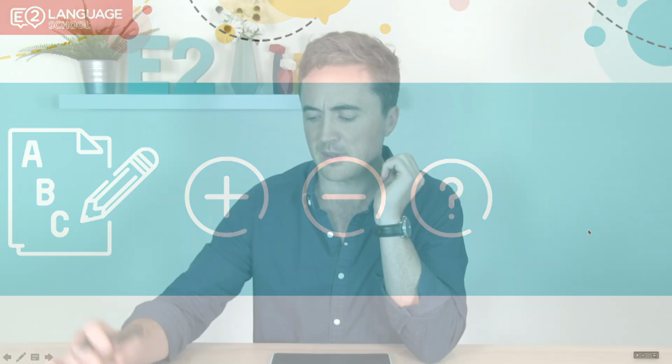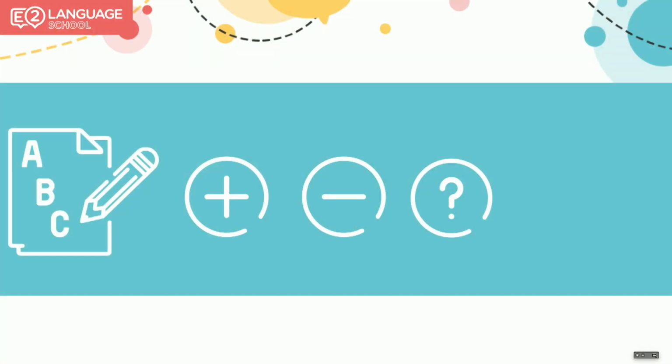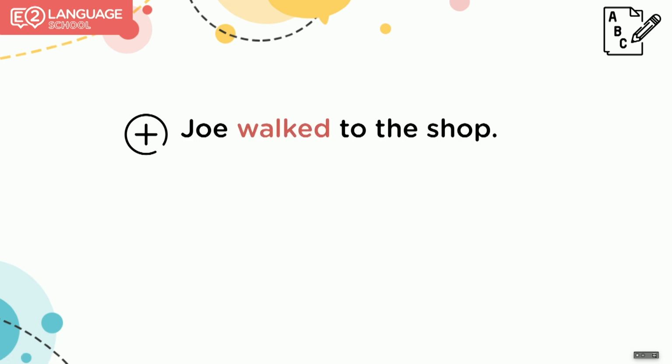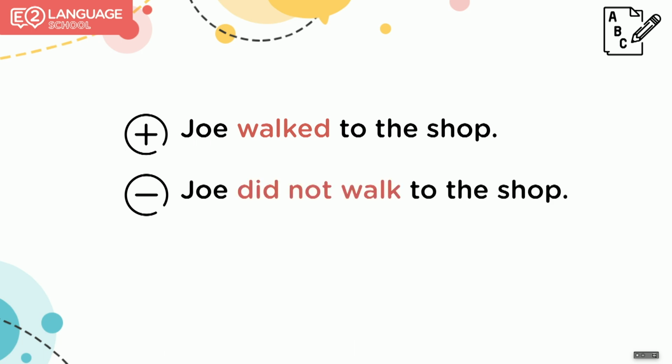Let's now look at the positive, the normal sentence, the negative or the not sentence, as well as the question sentence. How do you make a question using a did verb? Let's have a look here. So, for a positive sentence or just a normal sentence, Joe walked to the shop. So, subject, verb, and object. Okay. If you want to make a negative sentence in the past, Joe did not walk to the shop.